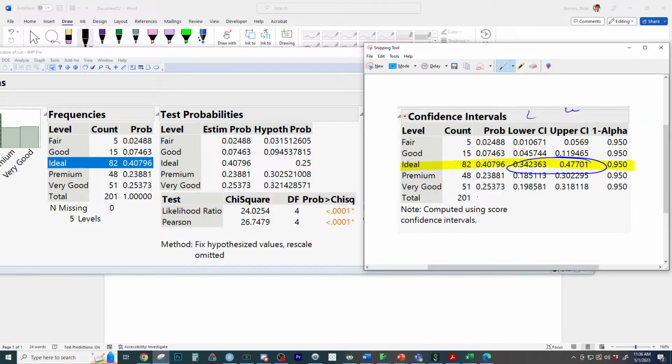Well, we could interpret it. We could say I am 95% confident the true proportion of ideal diamonds that are sold by this store is contained in the interval 34.2 to 47.7%. But what about 25% do you notice about this interval? 25% is what I hypothesized, and then look at the interval. So 25% was the hypothesized truth. What do you notice about this interval?